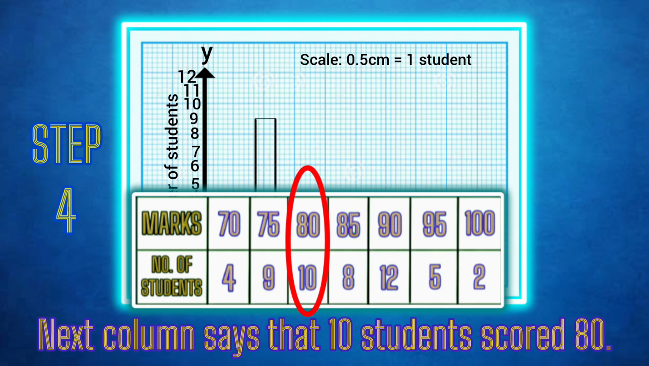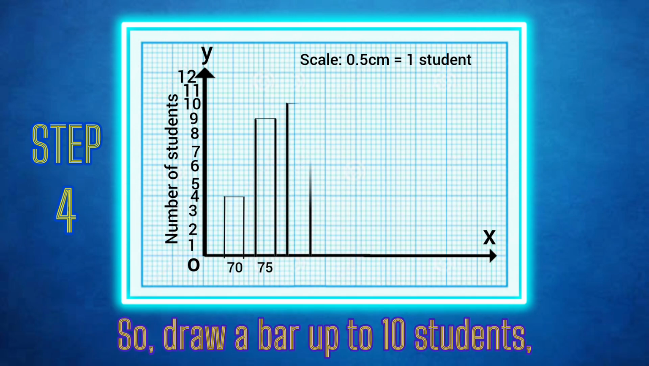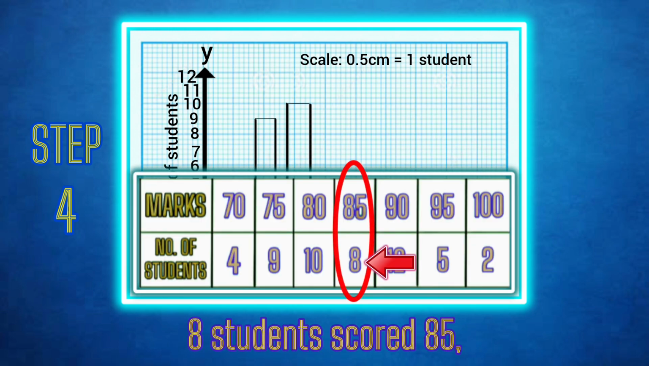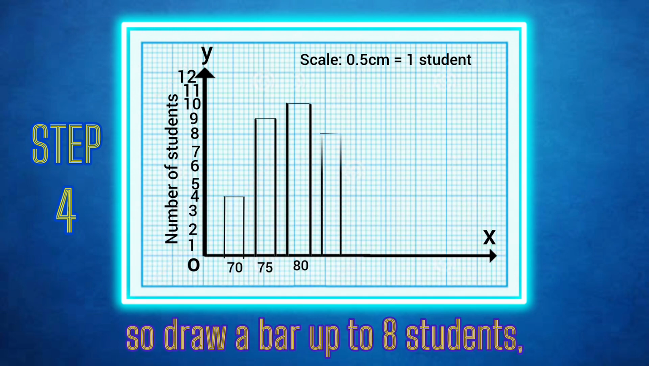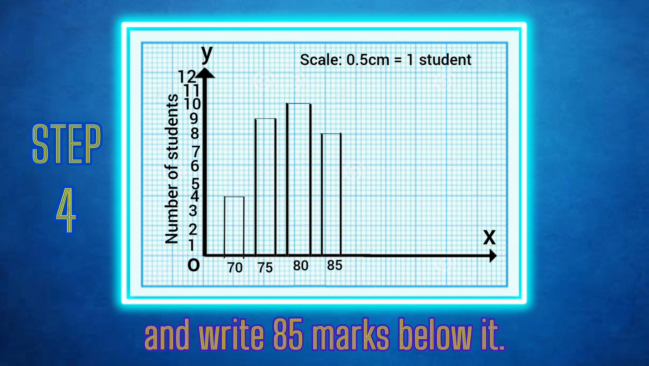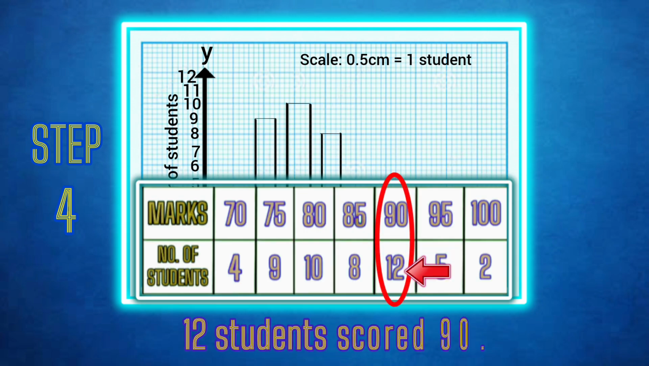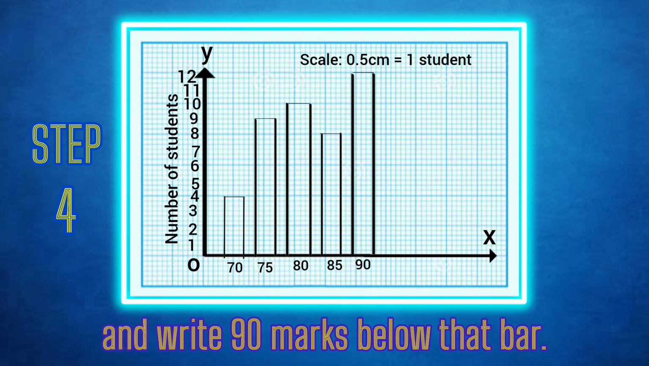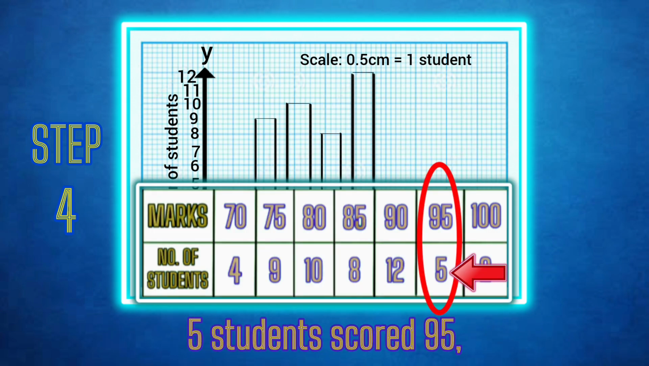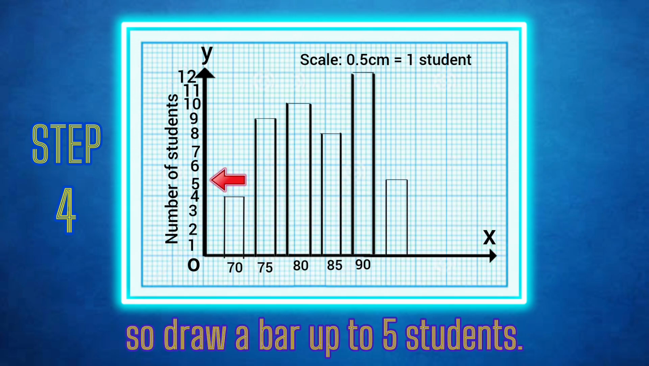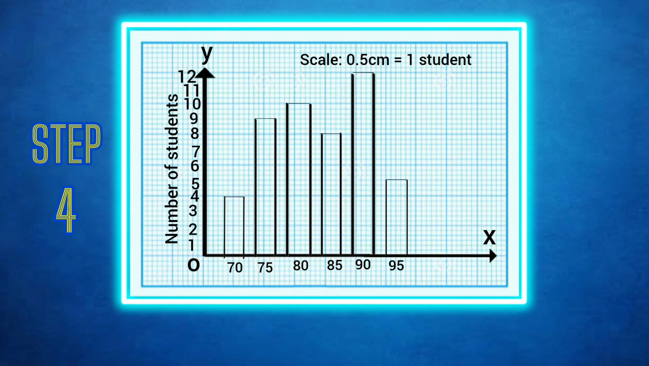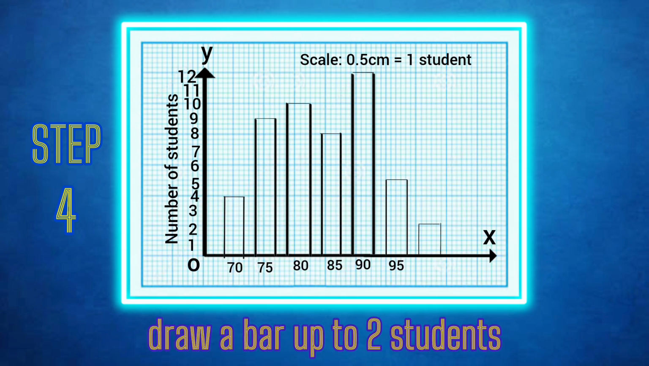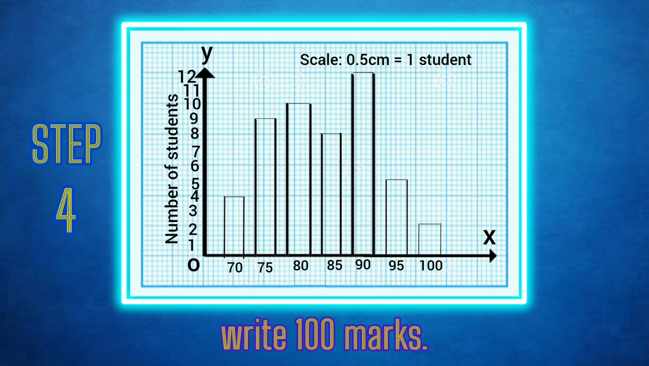Next column says that 10 students scored 80. So draw a bar up to 10 students and write 80 marks below. Next, 8 students scored 85. So draw a bar up to 8 students and write 85 marks below it. The next one, 12 students scored 90. So draw a bar up to 12 students and write 90 marks below that bar. Next, 5 students scored 95, so draw a bar up to 5 students. Write 95 marks below the bar. And finally, the last column says that 2 students scored 100. So draw a bar up to 2 students and below that bar write 100 marks.